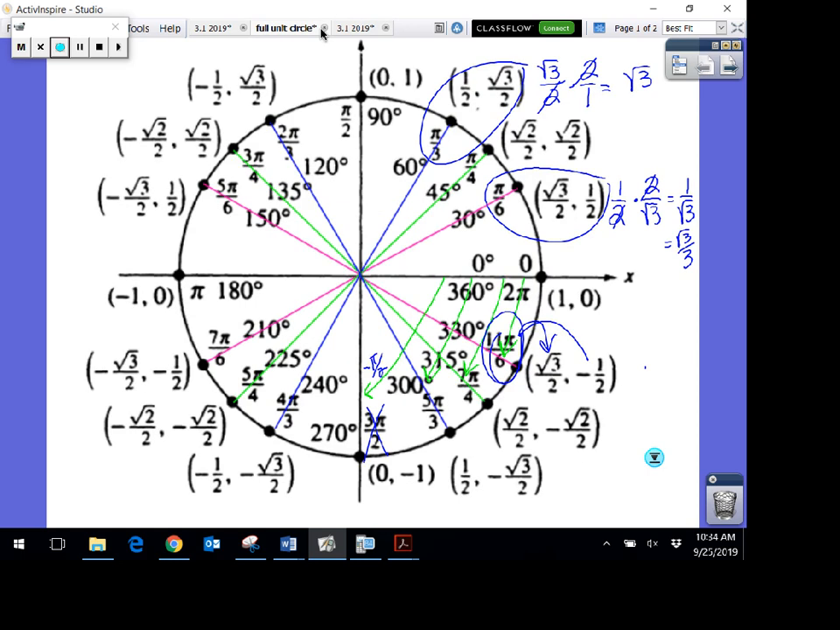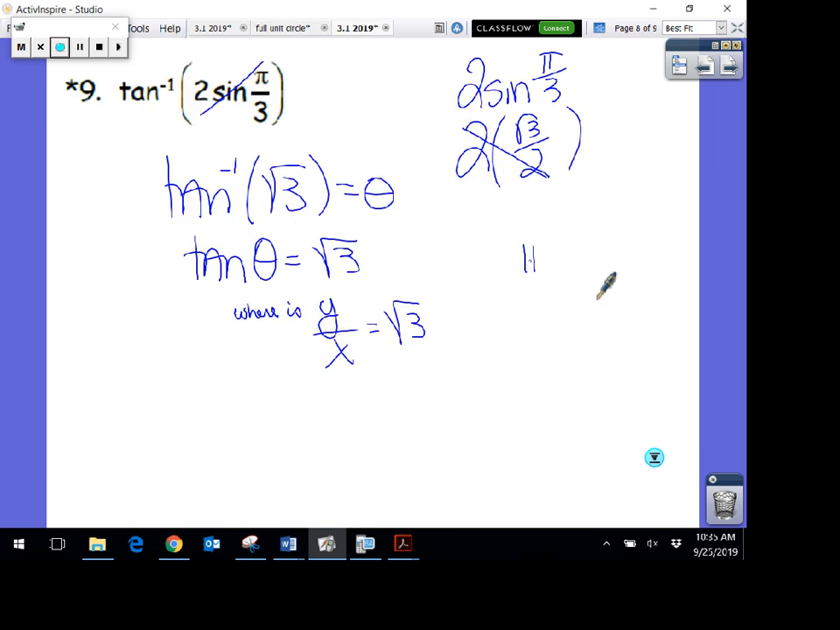Well, we already did that work earlier. Only options are going to be at pi over 6 or pi over 3. When we did pi over 6, we got 1 over root 3 or root 3 over 3. When we did at pi over 3, we got root 3, so there's your answer. At pi over 3, y divided by x is equal to root 3. So that would be pi over 3 would be your answer.